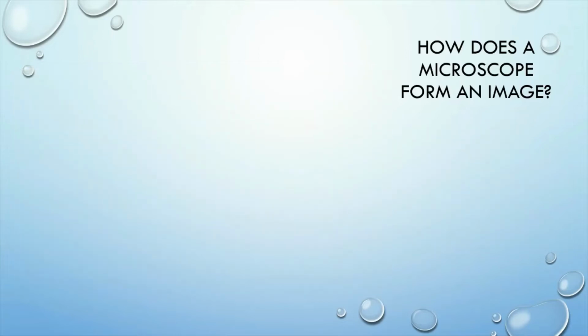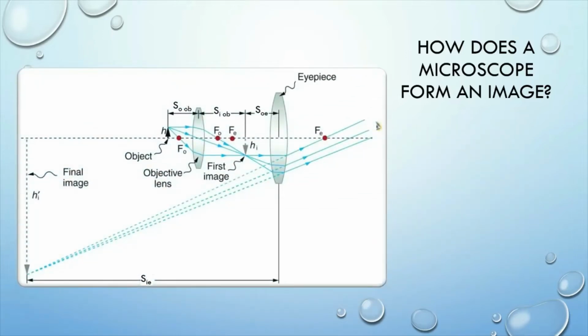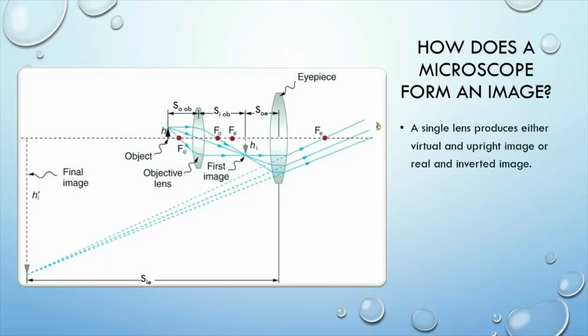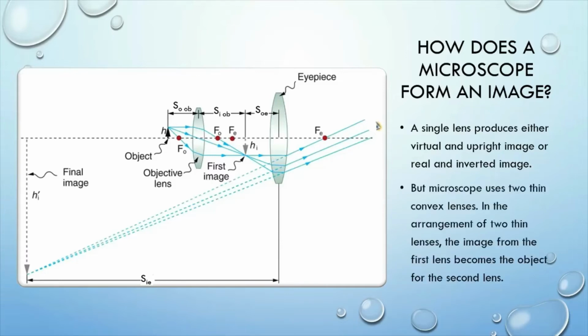Perhaps you still remember that it is impossible for a single lens to form a virtual and inverted image. A single lens produces either a virtual and upright image or a real and inverted image. But microscopes use two thin convex lenses. In the arrangement of two thin lenses, the image from the first lens, where the first lens is the objective lens, becomes the object for the second lens. The second lens is the eyepiece.